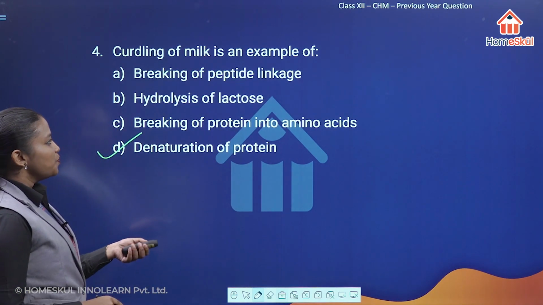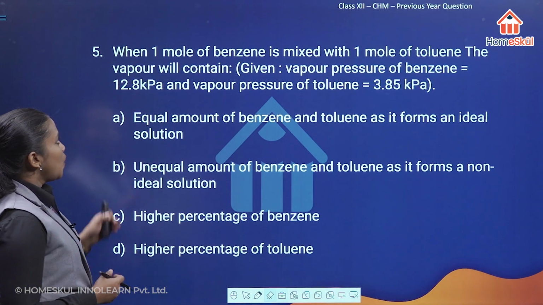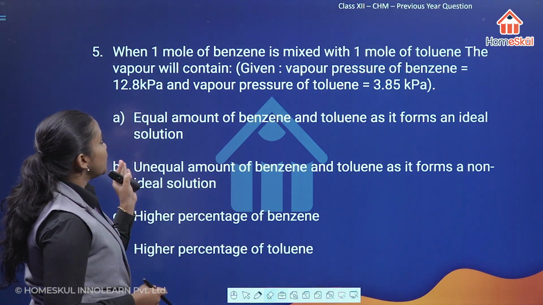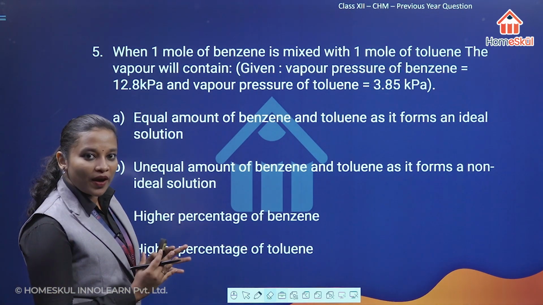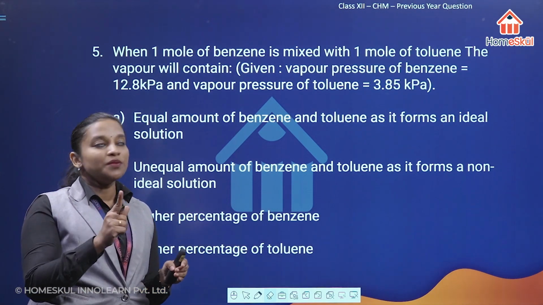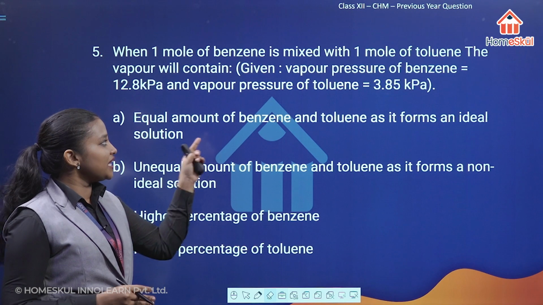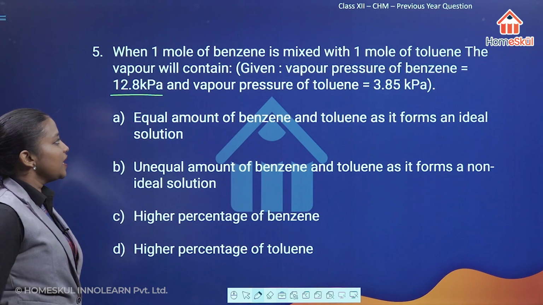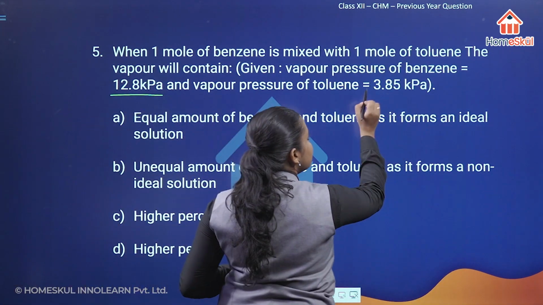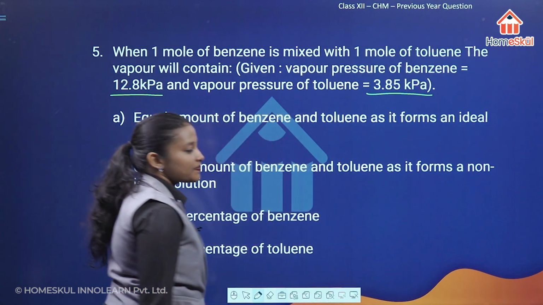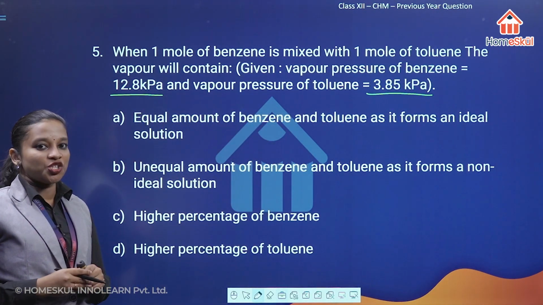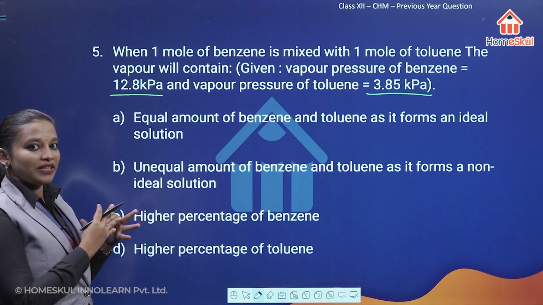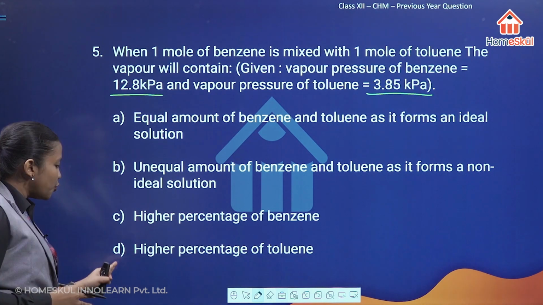Now, moving on to the next question, the fifth one. When 1 mole of benzene is mixed with 1 mole of toluene, the vapor will contain... So, we have to find what the vapor will contain. Here, the vapor pressure of benzene is given, that is 12.8 kPa, and the vapor pressure of toluene is 3.85 kPa. Based on this information, we have to find the composition of the vapor. We have 4 options here.